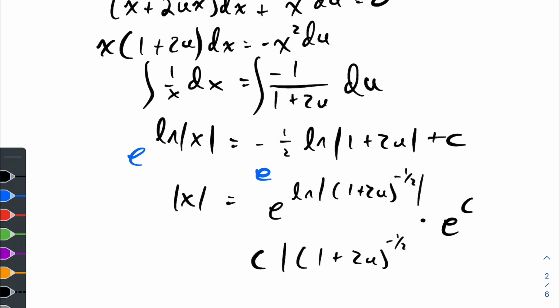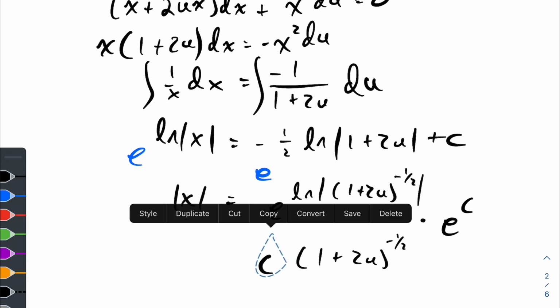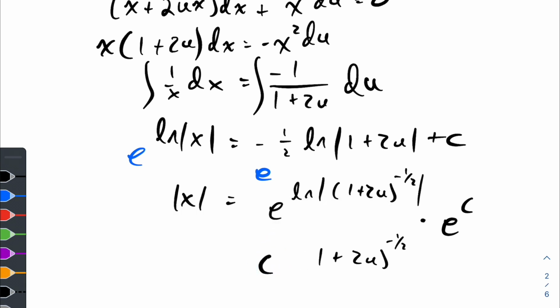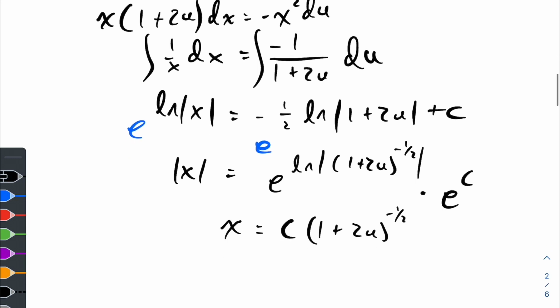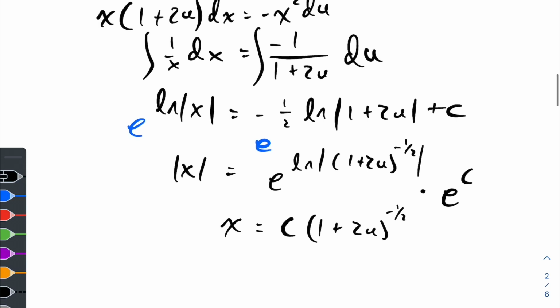I can drop the absolute values here too, because I just have a c in front, and that c can account for the plus or minus. Parentheses are looking a little too similar to the c. I'll drop the absolute value on the x as well. All right, I'm going to divide through by c. I should have put the c on the left. Oh well, it doesn't really matter.